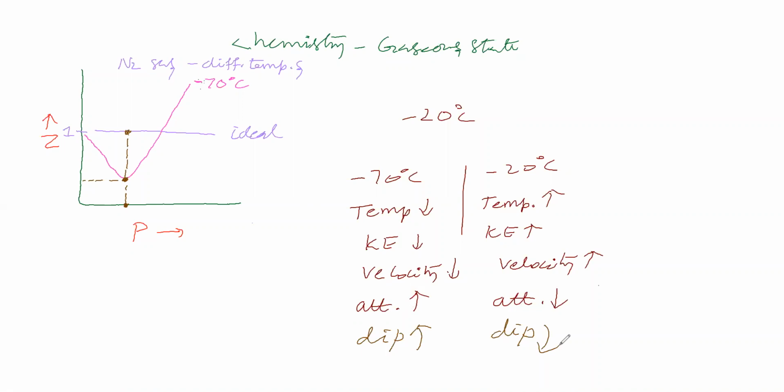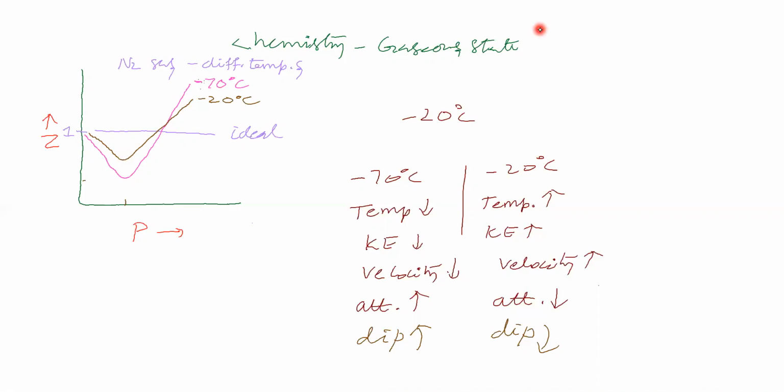So how the graph will be for this, we will see. For minus 20 degrees Celsius, how the graph is, we will take. At minus 20 degrees Celsius, the graph comes like this. Now we will see minus 20 degrees Celsius. From here to here, Z value decreases. From here to here, Z value increases.